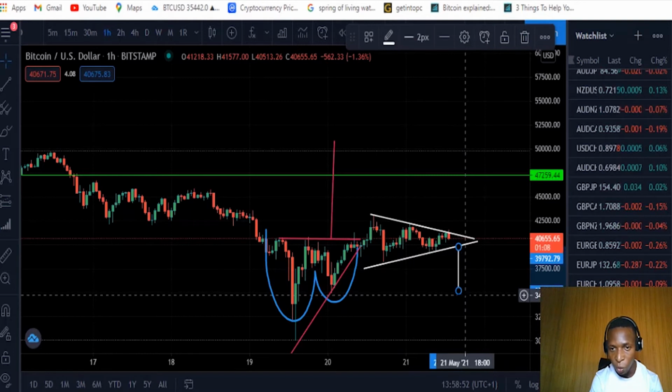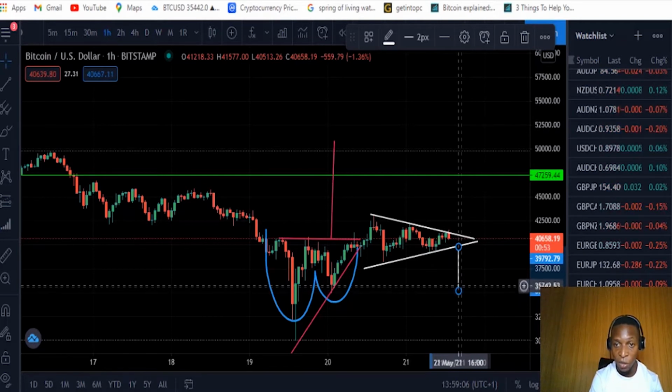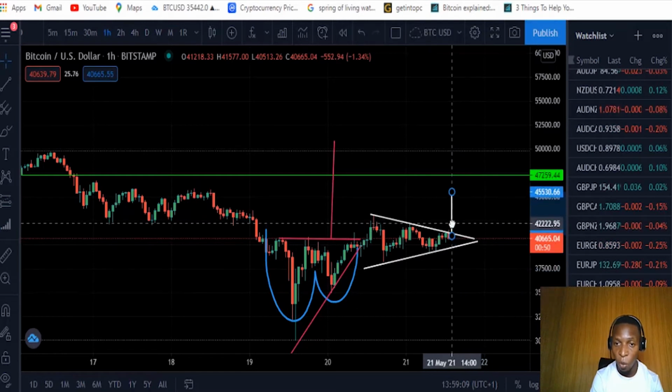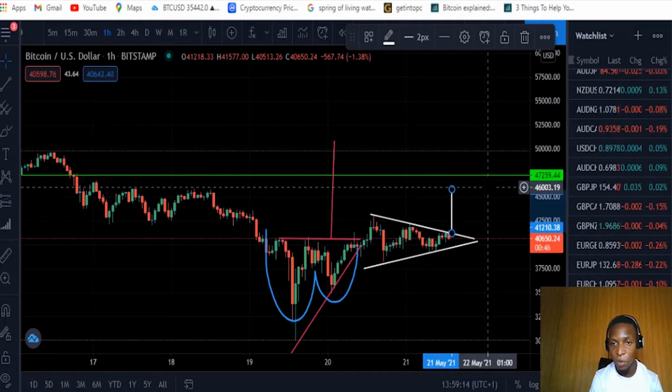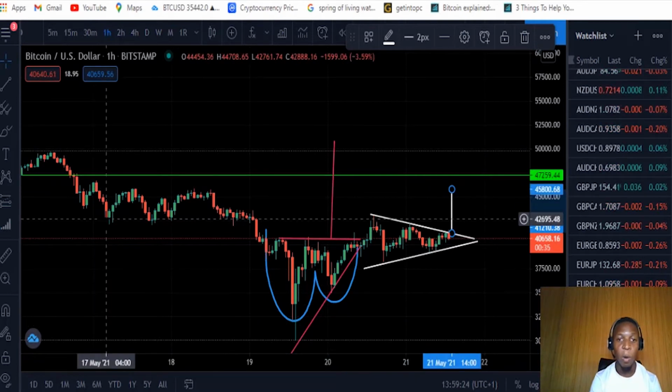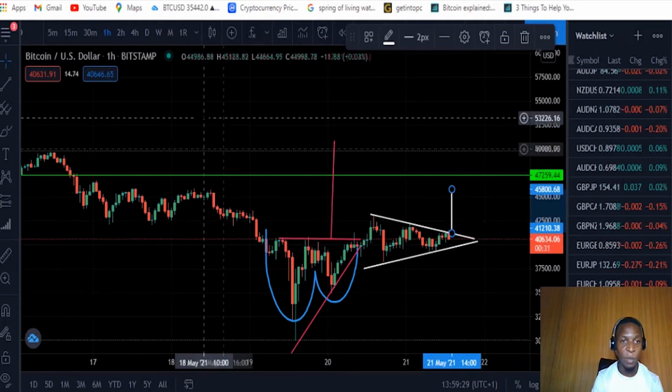If it breaks downward, we are looking at it getting to around $35,000, and that will be giving us a higher low. So we are looking at $35,000 if it breaks downward, and if it breaks upward from this pattern, we are looking at around $46,000, and this breakout is going to happen any moment soon. So in my own opinion, I will say that we are not yet in a bear market.